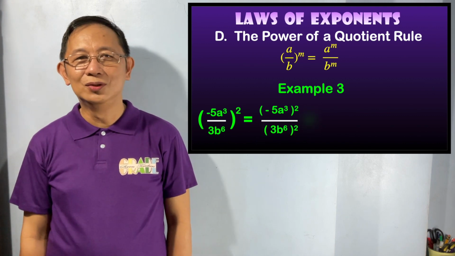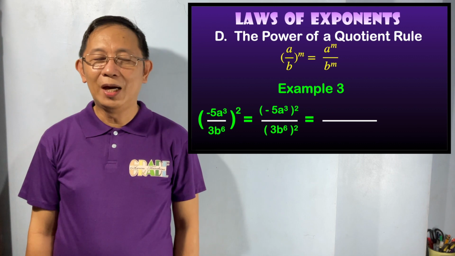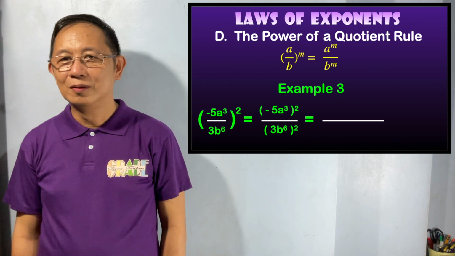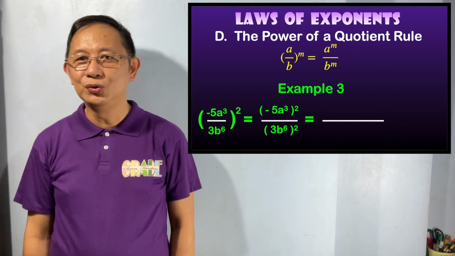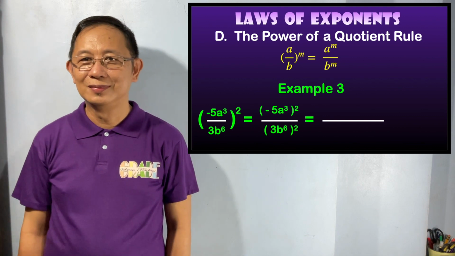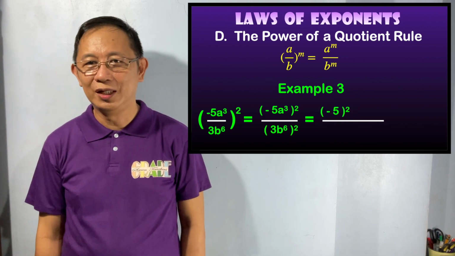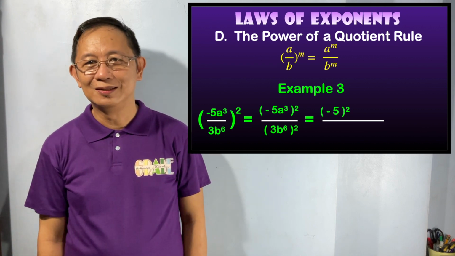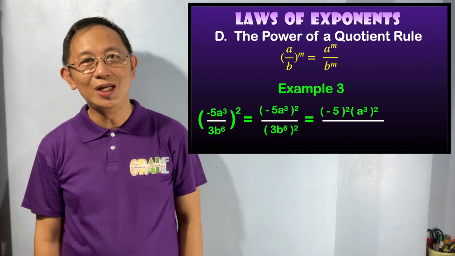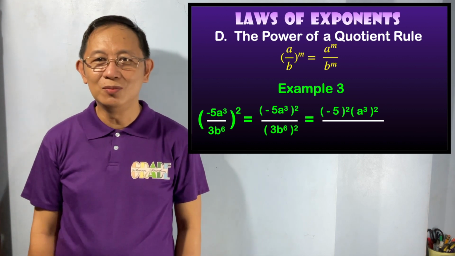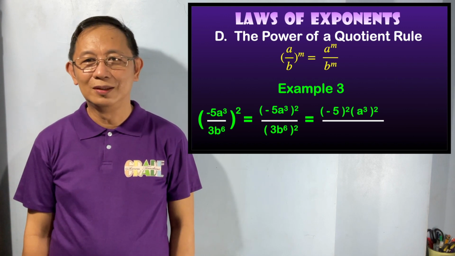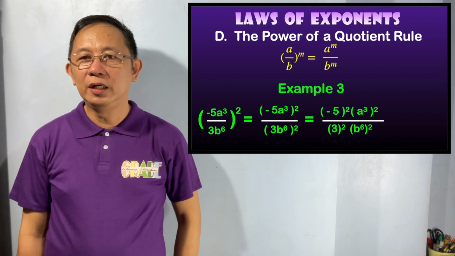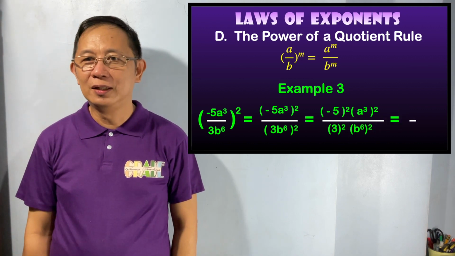So this is equal to, applying the power of a product rule, isi-share mo si 2 sa negative 5. Sinare mo si 2 sa negative 5, isi-share mo rin siya sa a cube. And then, kung ano yung ginawa mo sa numerator, yun din ang gagawin mo sa denominator. So, isi-share mo rin si 2 kay 3, and then, kay b to the 6th power. Hindi na natin i-expand, we will go directly to the final answer.